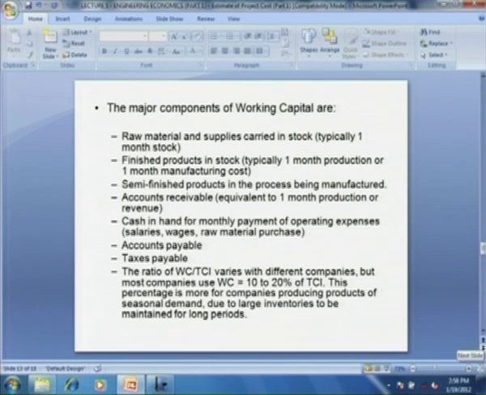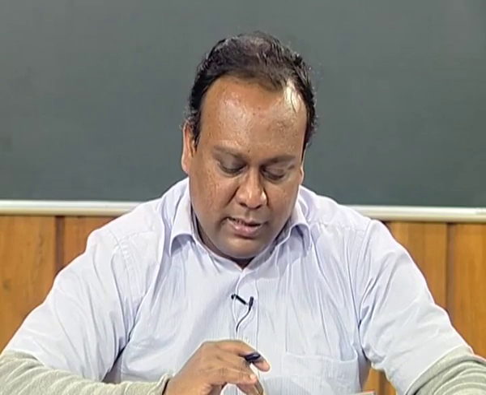The major components of working capital are, first of all, the raw material and supplies carried in stock, typically 1 month stock, but if the plant is located far away from the main city or the main source of raw material, then you have to go for even additional stocks like 3 months or sometimes even 6 months of stock, in case you are not assured of regular, unlimited supply of the raw material. Then the finished products in stock.